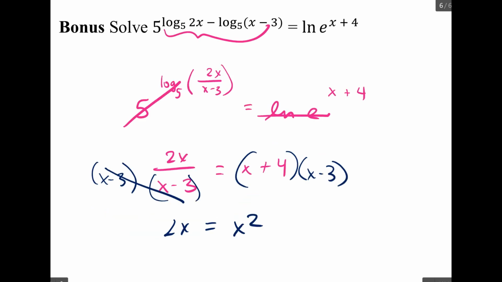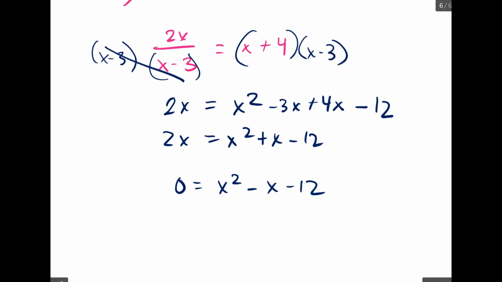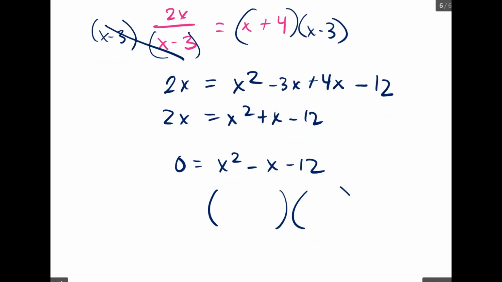2x equals x squared minus 3x plus 4x minus 12. I'm going to finish this and then I'll upload it. Minus 2x on both sides, so 0 equals x squared minus x minus 12. We just have to see what multiplies to negative 12 and adds to negative 1: negative 4 and 3. So I find that x can equal 4 or negative 3.